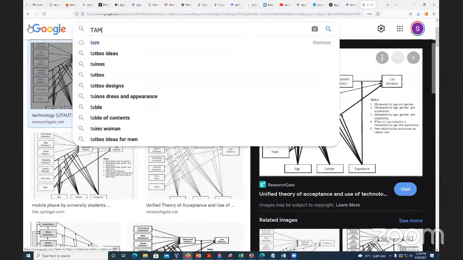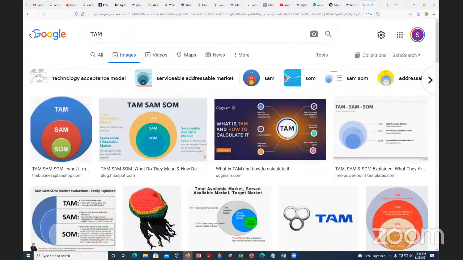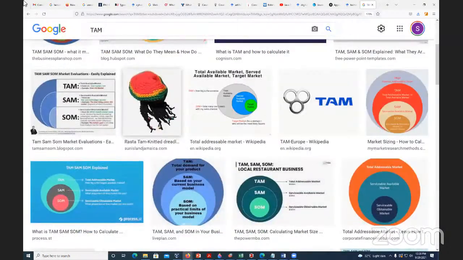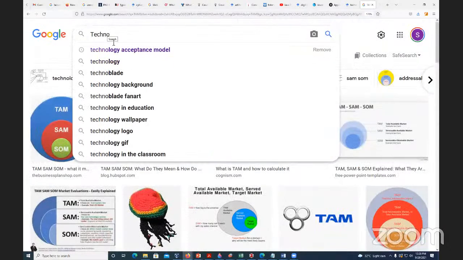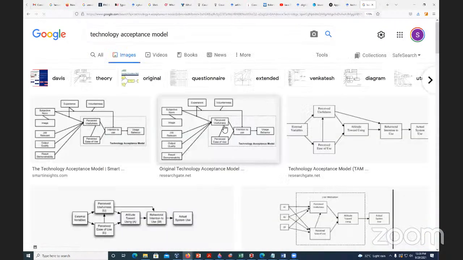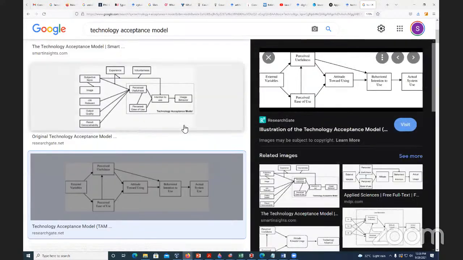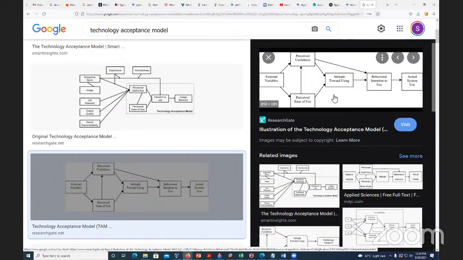TAM. Wow, this is not it. Just barely putting that in never helps. So let's put in the actual name. I'm just showing you the model is a simpler thing, which is just like the other one. Let's go to the basic one. So this is TAM. It has perceived usefulness and perceived ease of use, which lead to the attitude towards using technology, intention to use, and actual system use. So it's a simpler model.